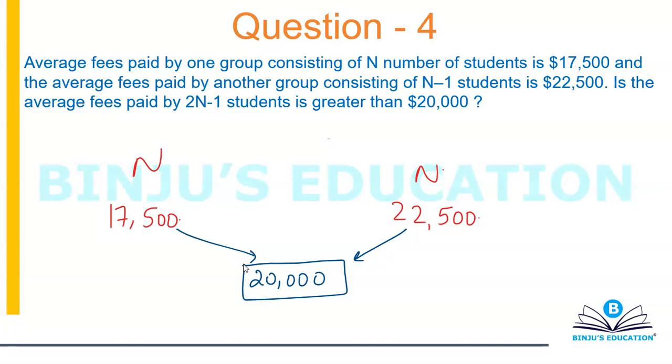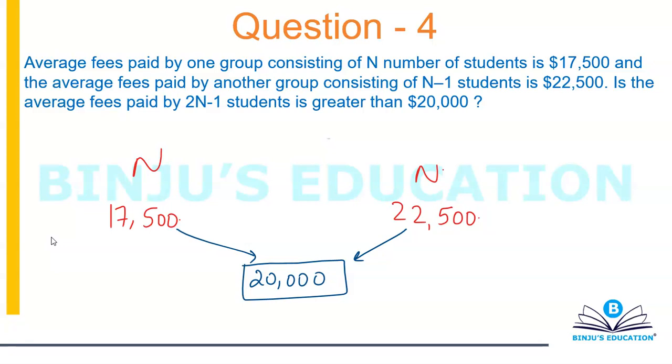If you remember from the last lecture, we took an example of a person having weight 50 kg and a person having weight 60 kg. One person at 50 and one at 60, the average will be 55. Two persons at 50 each and two at 60 each, the average will be 55 again. So if you have n people paying 17,500 each and n people paying 22,500 each, my average for these 2n people would be exactly 20,000.